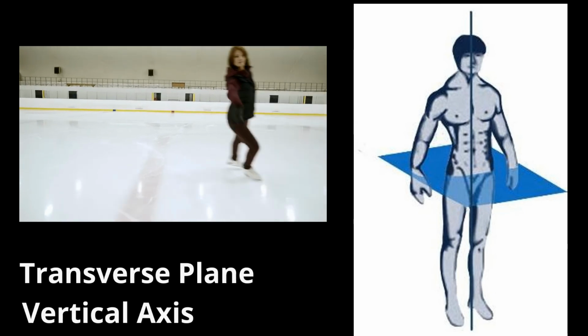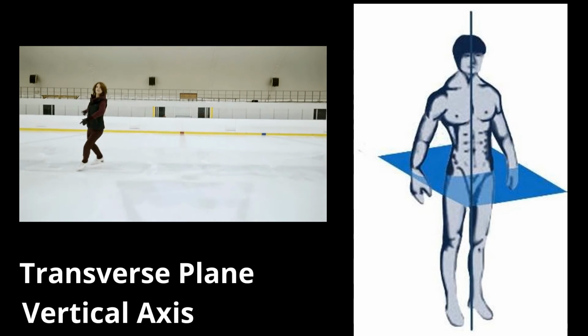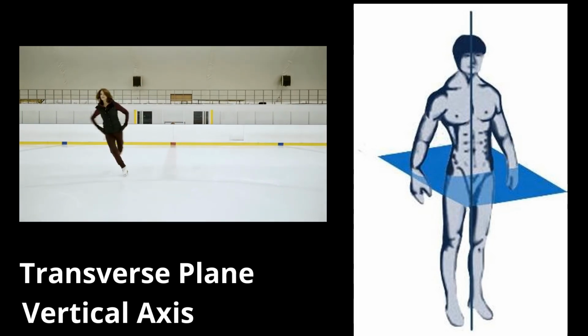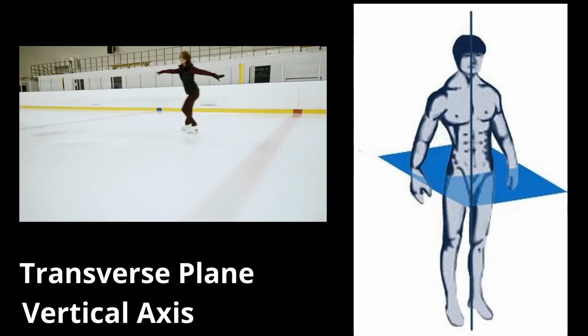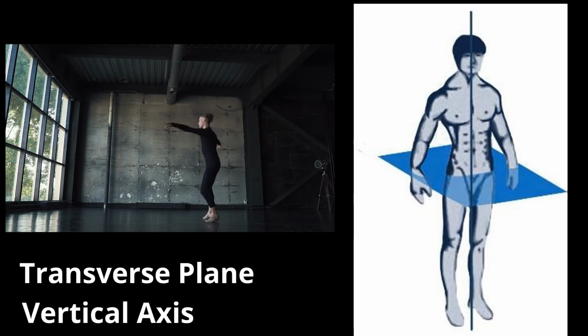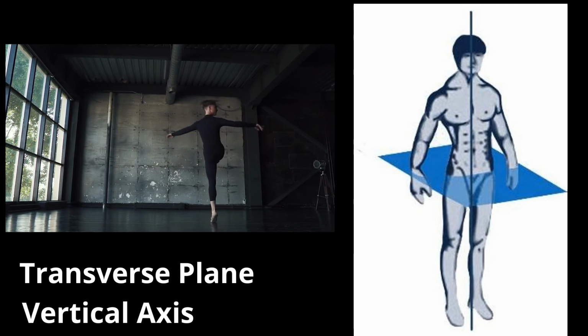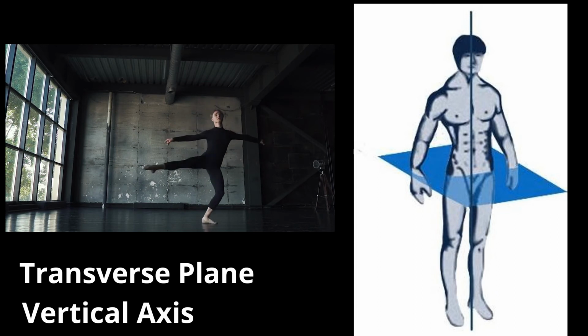The transverse plane works alongside the vertical axis. The vertical axis runs through the body as a vertical line. If we were to rotate around the vertical axis, then spinning would occur. A hammer throw or a twist jump in ice skating are examples of sporting actions that take place around the vertical axis.